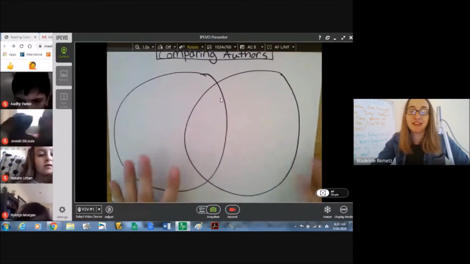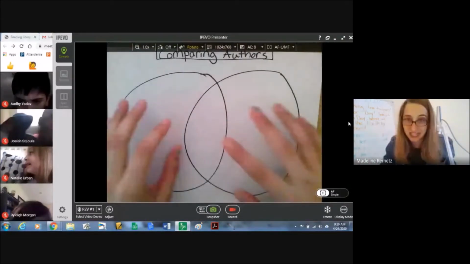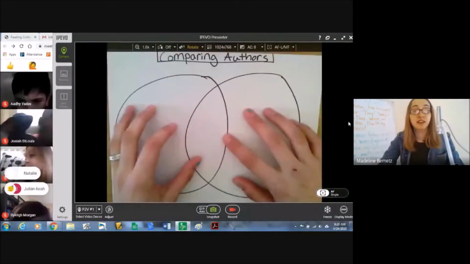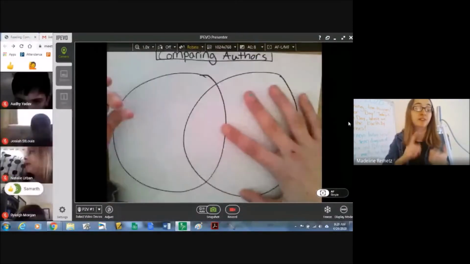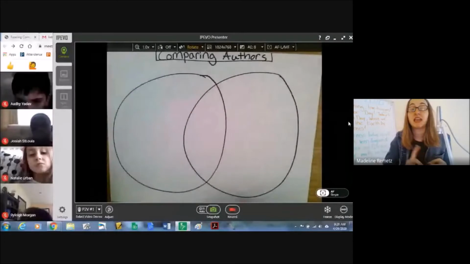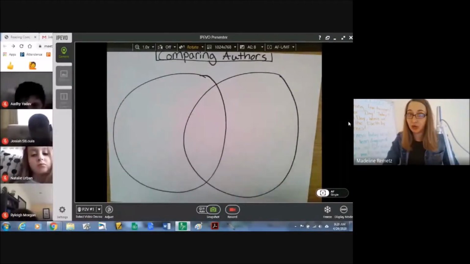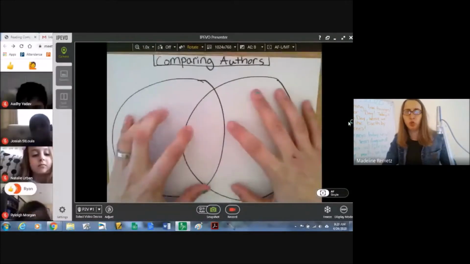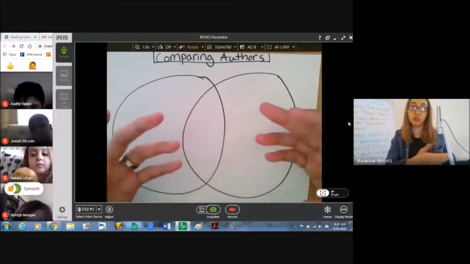All right, my friends, this is a Venn diagram. We've seen them a bajillion times. You actually did fairy tale Venn diagrams way back when with Gingerbread Men books and with Three Little Pigs books. And we did a Venn diagram comparing our explorers a couple weeks ago before we went off to spring break.